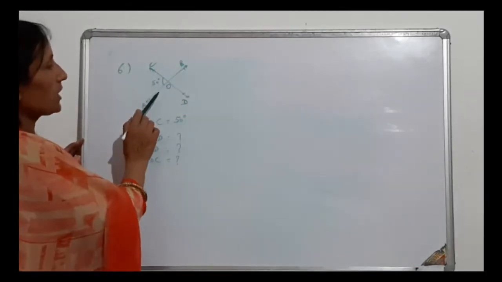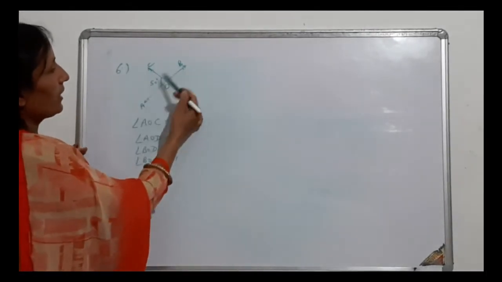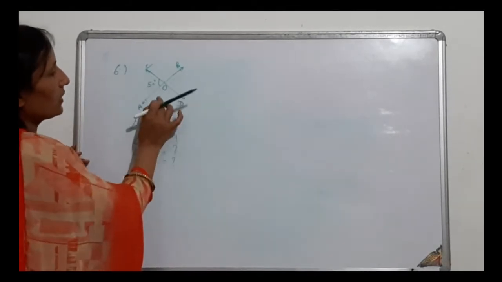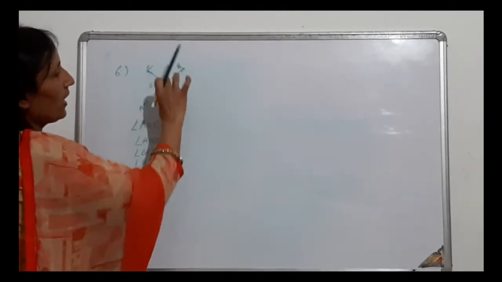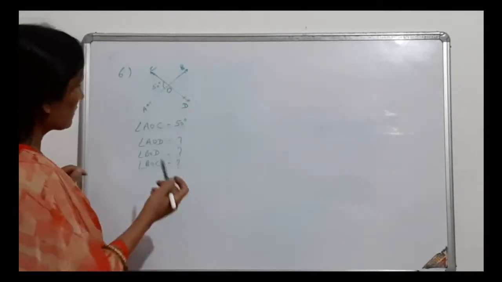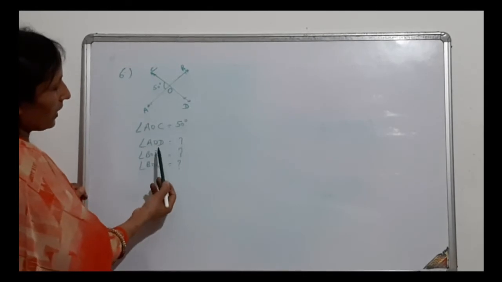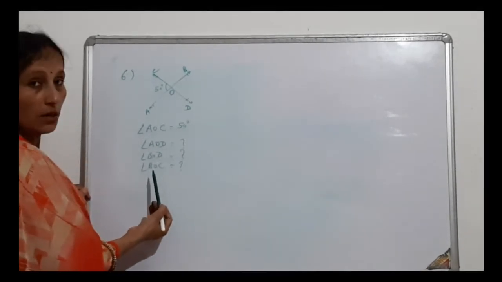Here vertically opposite angles are angle AOC and angle BOD. Then angle BOC and angle AOD. So these two and these two are vertically opposite angles. And it is given angle AOC is equal to 50 degrees. Then we have to find angle AOD, angle BOD and angle BOC.